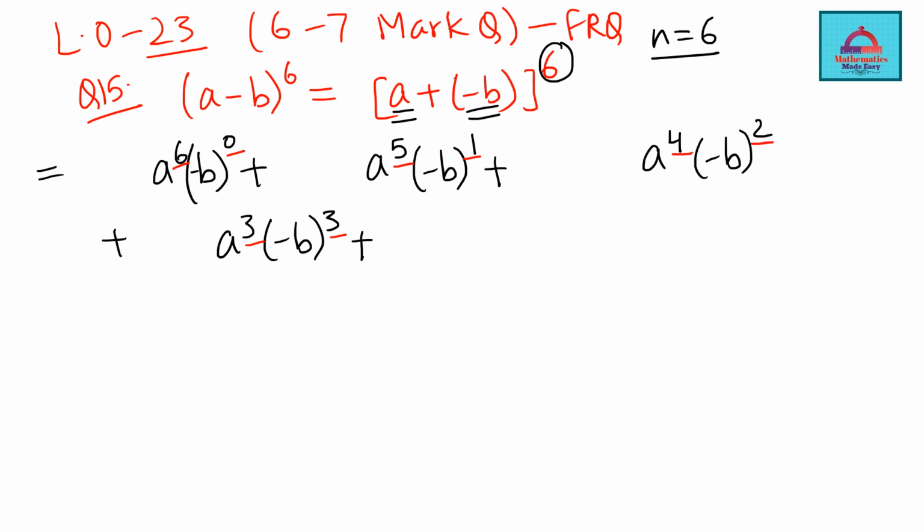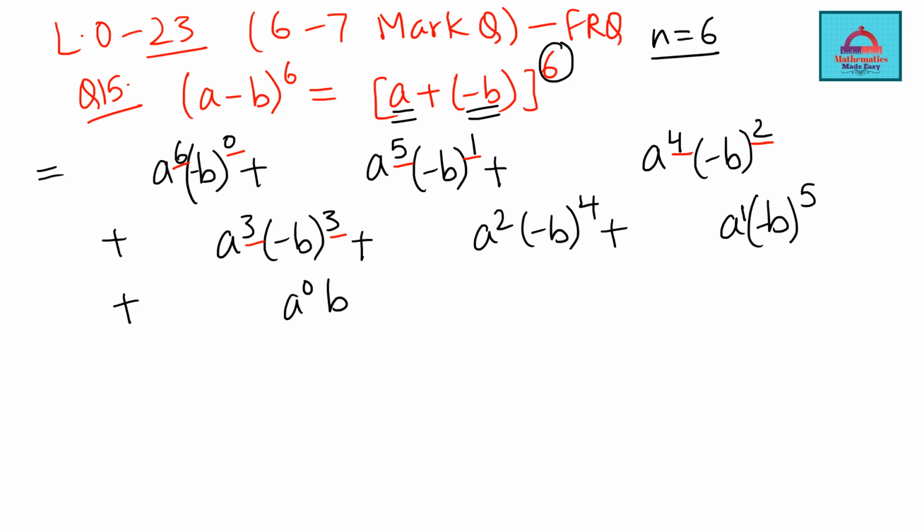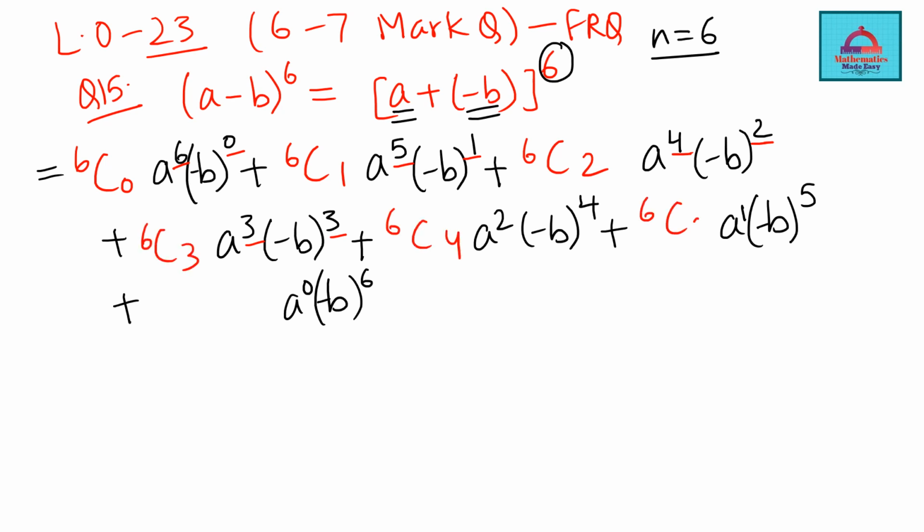So do correct it. So a squared, minus b to the power 4. Next term, a to the power 1, minus b to the power 5. And finally the last term, a to the power 0, minus b to the power 6. So these are the terms. Now we will write the binomial coefficients, and n is 6 here, so we begin with 6C0, 6C1, 6C2, 6C3, 6C4, 6C5, and 6C6. So these are your binomial coefficients.